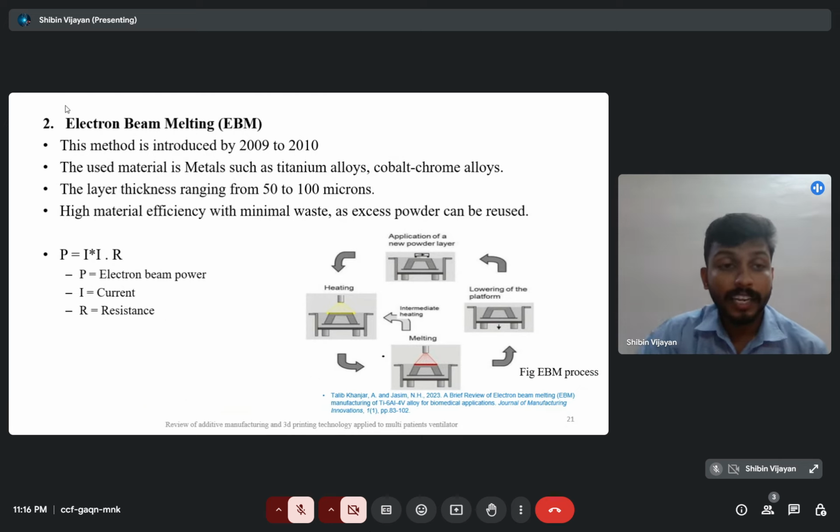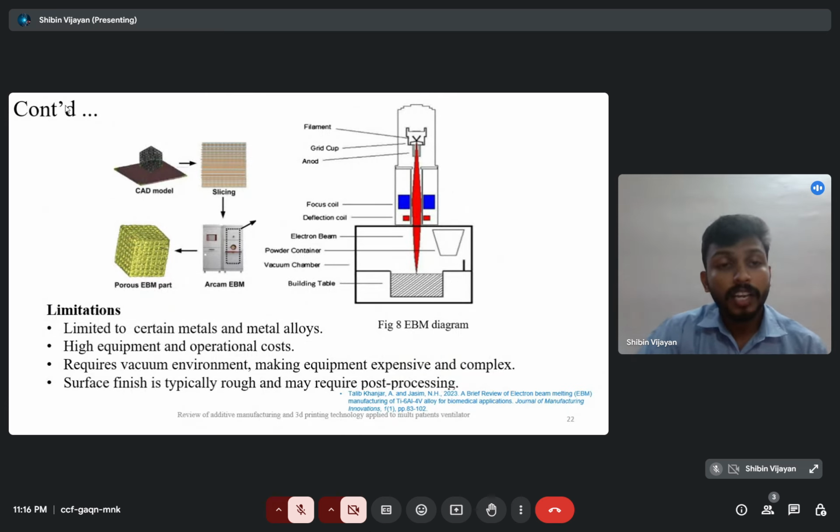The technical equation is P = I × R, where P is the electron beam power, I is the current, and R is the resistance. First comes CAD modeling, and second is slicing, and the electron beam equipment is used here. The high energy of the electron beam solidifies the powder material, layer by layer, and the product is produced.